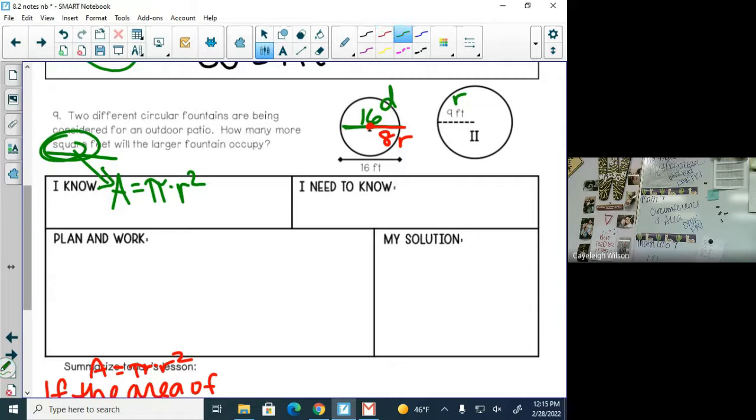So I want to first find the area of each fountain. So fountain 1, I'm going to take my radius and do area is pi times 8 squared. So I'm finding the area of fountain 1. So 3.14 times 8 squared, that's 200.96. All right, I'm letting you all find the area of fountain 2.